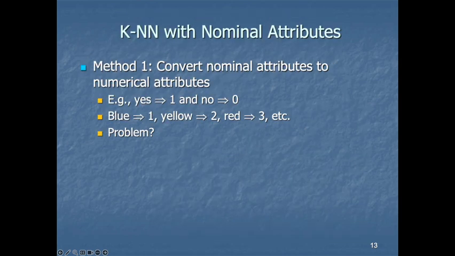So here, method 1 is converting the nominal attributes to numerical attributes. For example, assigning 0 to no, 1 to yes, or if we have more than 2 different feature values, for example, a color column with the values of yellow, red, and different colors, we assign different numbers. What do you think is the problem with this one?